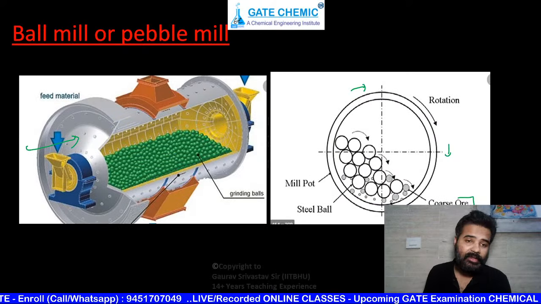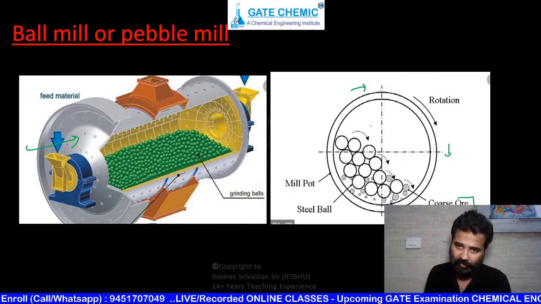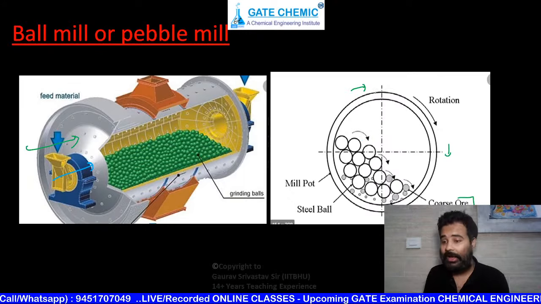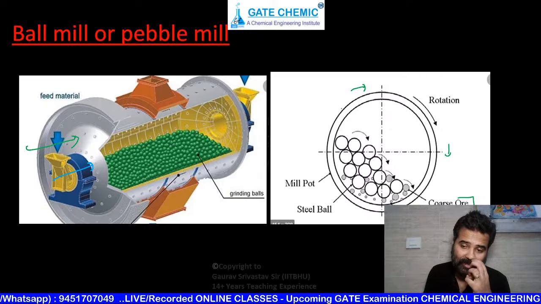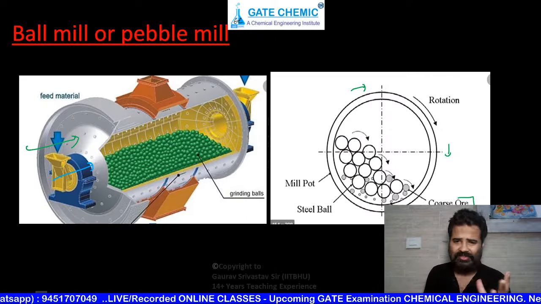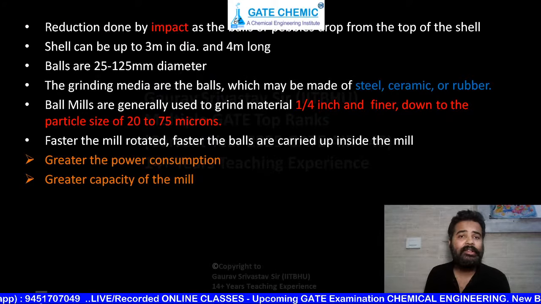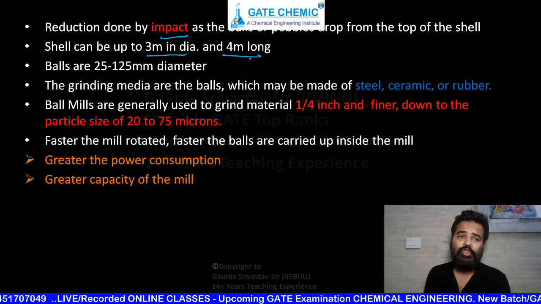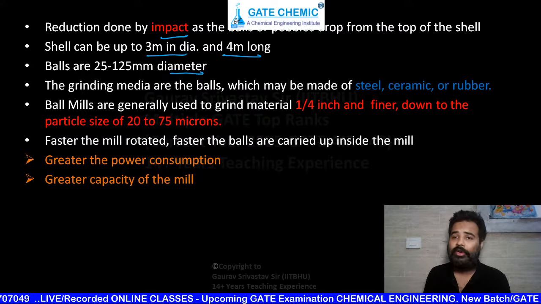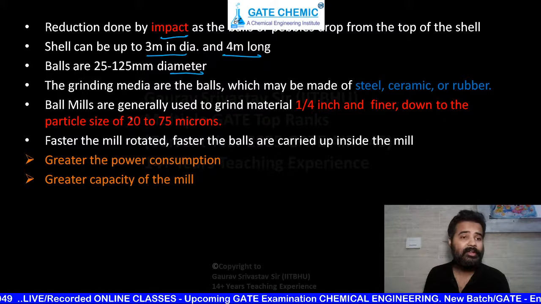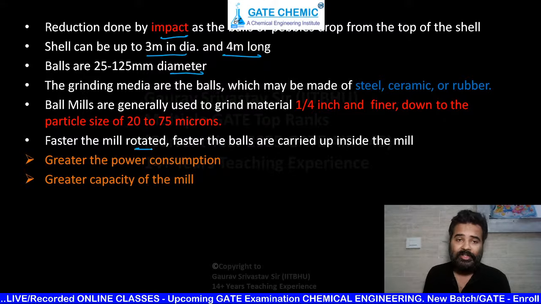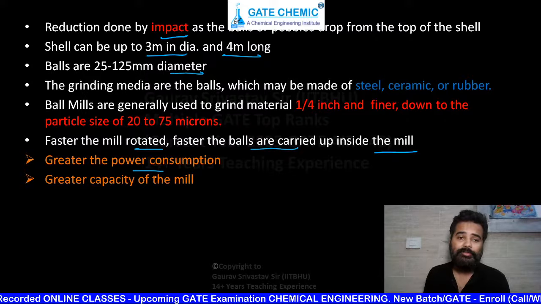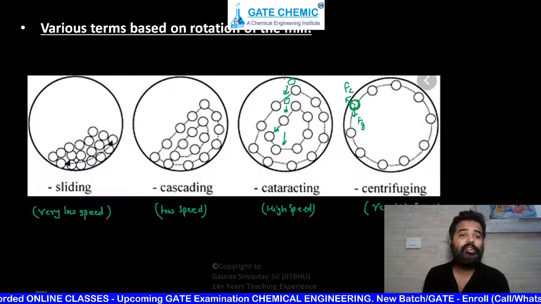Ball mill, pebble mill: see, these are balls you are filling here. From this side, if you see it, it will look like this. So nothing special here also. Reduction is done by impact. Shell diameter not important, 3 meter, 4 meter long. Ball diameter not important at all for your upcoming GATE examination. Faster the mill rotates, faster the balls are carried up inside the mill, greater the power consumption, greater the capacity of the mill, not important at all.